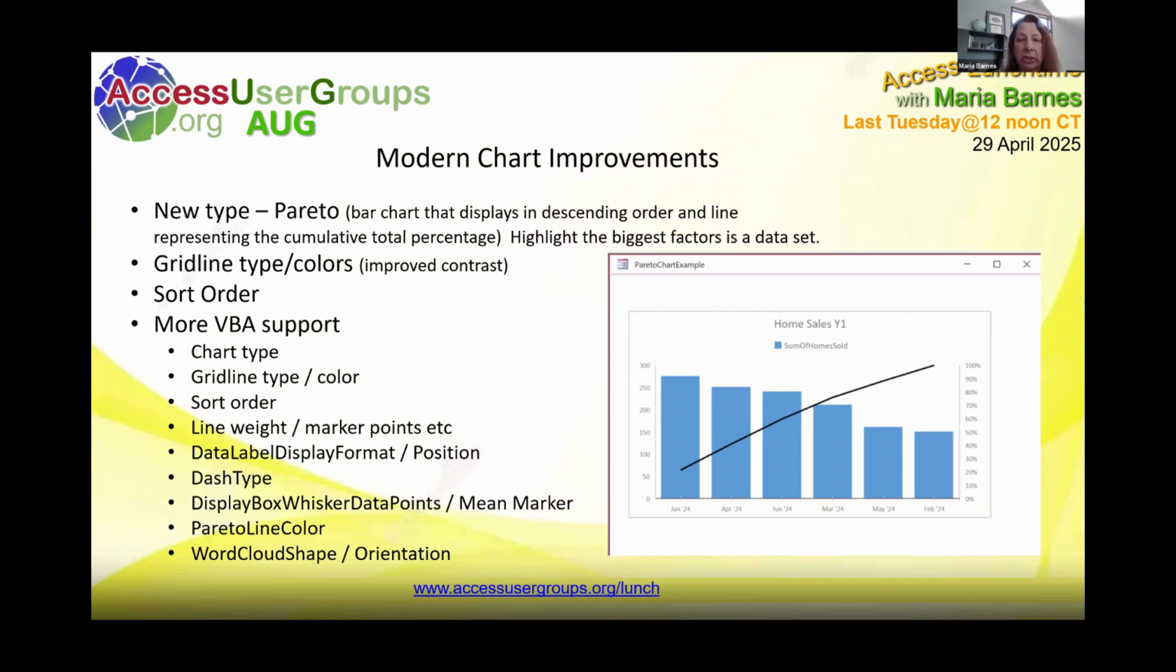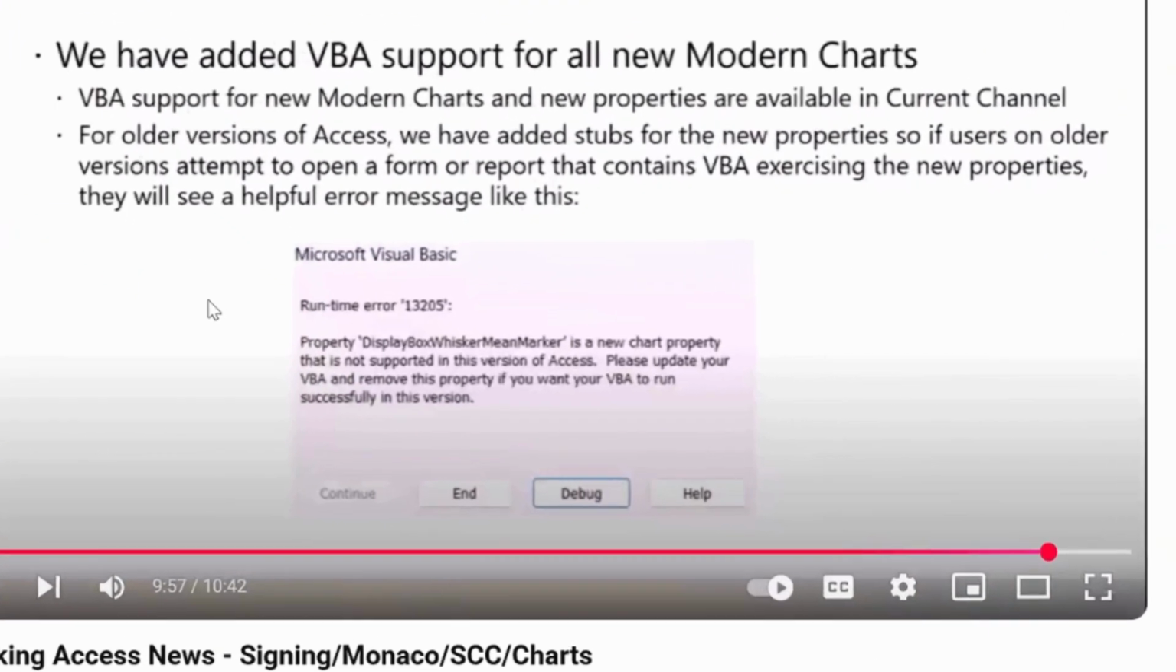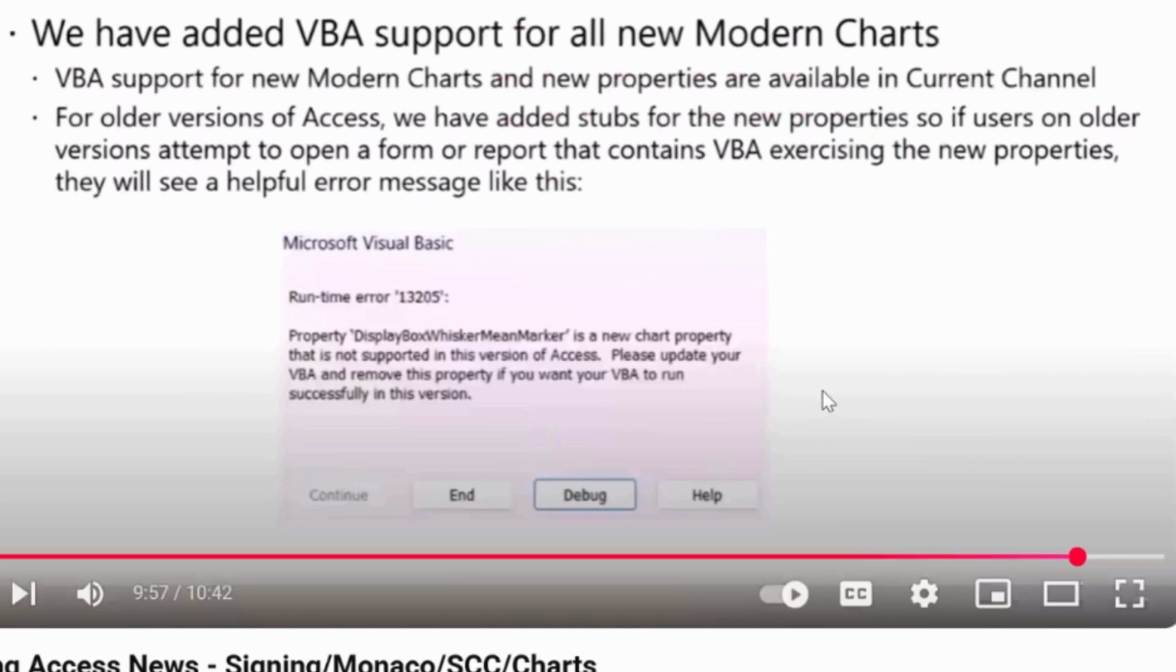Let me display the whole screen here, but oh, it's not in this one. It's here. Oh, here we go. So you get a friendly runtime error message, at least. The property is a new chart property that's not supported in this version of Access. Please update your VBA and remove this property if you want your VBA to run successfully in this version. I thought that was kind of nice.